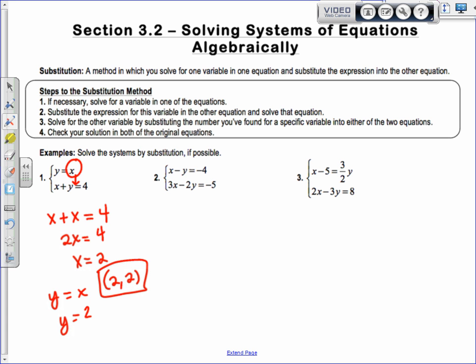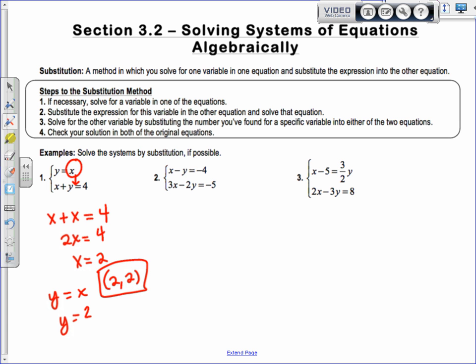Now I caution you with this section. This homework is always like the worst homework that I grade. It's terrible because you guys mess up the first one and then therefore you mess up the second one. So it's always good to check these. So step 4, it says check your solution. So check them in both. 2 equals 2, 2 plus 2 equals 4, right? So it works. That can save you multiple points in your homework by just doing that step.